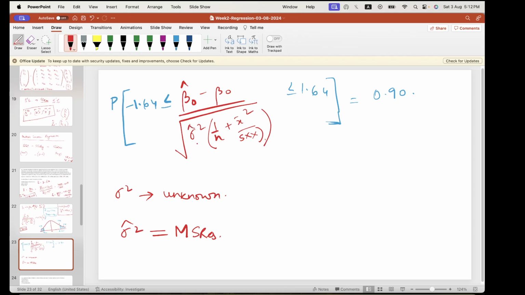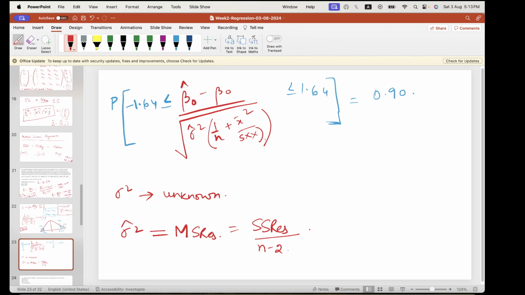Anything other than beta naught in this context should be estimated. So sigma square hat would be MS residuals. Now how do I calculate MS residuals? MS residuals would be SS residuals by, this is a simple linear regression, so this would be n minus 2. Alright, this would be the df.